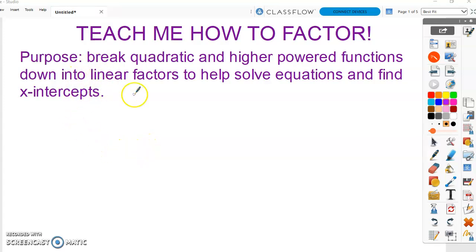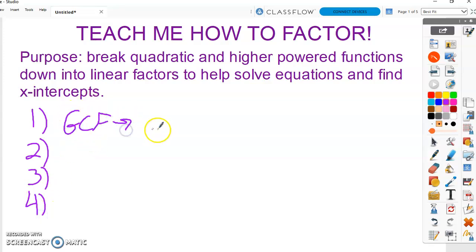All right, so purpose of factoring, we'll get to a little bit more specifically in the next day or two, but we're going to be breaking down specifically quadratic equations and then some higher other powered functions into linear factors to help us solve for x and to help us find x-intercepts. All right, so we've got 4 different methods that we're going to talk about today.